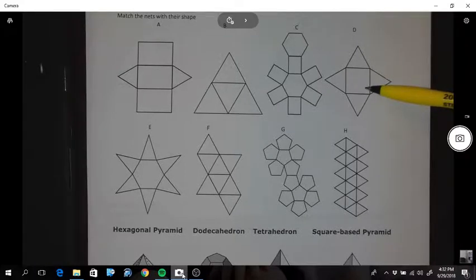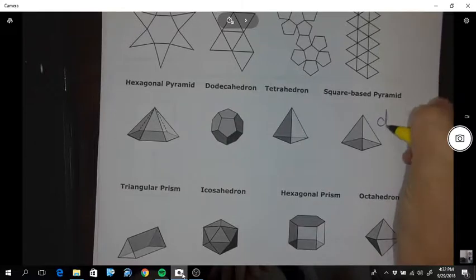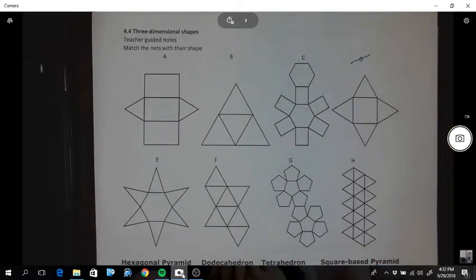You have, looks like, a square base, and then you're going to have 4 triangles folded into the middle. So that looks like that would match this one. Okay, let's cross that off.